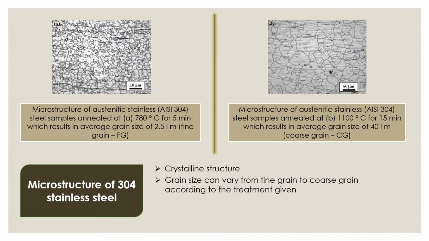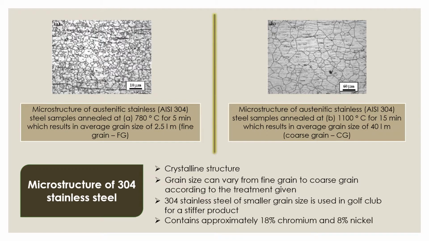304 stainless steel that is used in this case, which is golf club, is the 304 stainless steel of smaller grain size so that the product is a stiffer product. And the 304 stainless steel contains approximately 18% chromium and 8% nickel.